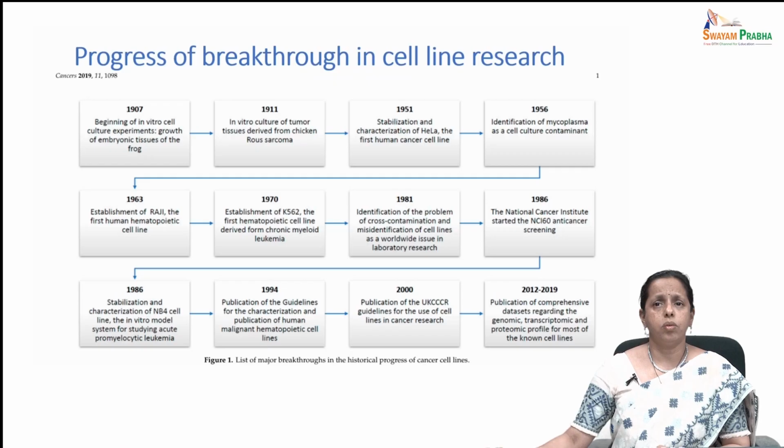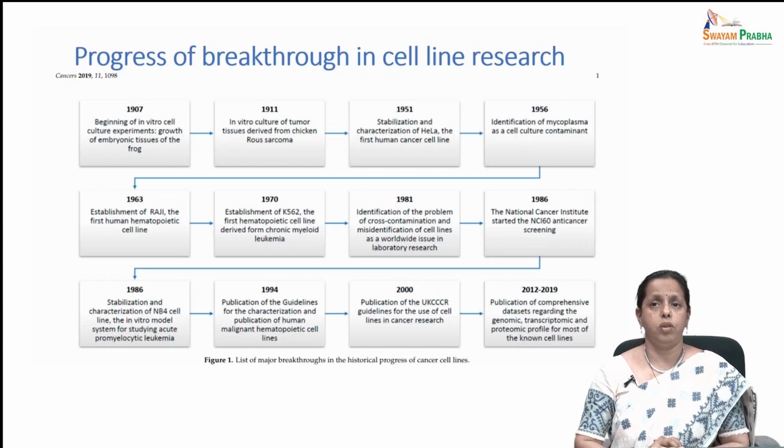So it was established in the beginning of the 20th century, when the first work describing the culture of living tissues was reported by Harrison at the anatomical department of the Johns Hopkins University. And in 1911, at the Rockefeller Institute for Medical Research in New York, T. Burroughs and Alexis Carrel grew an in vitro culture of tumor tissues derived from the Chicken Rous sarcoma.